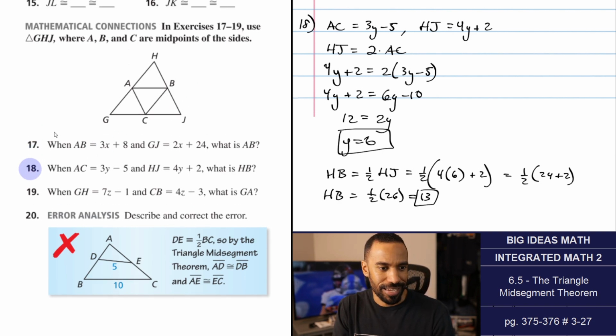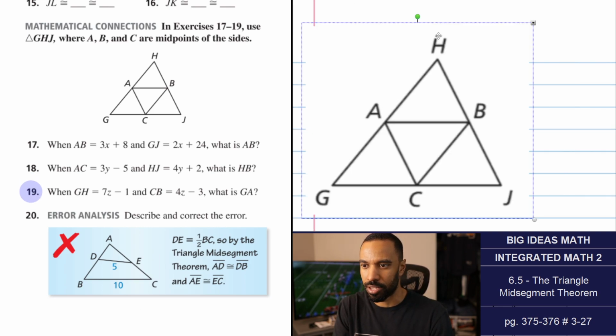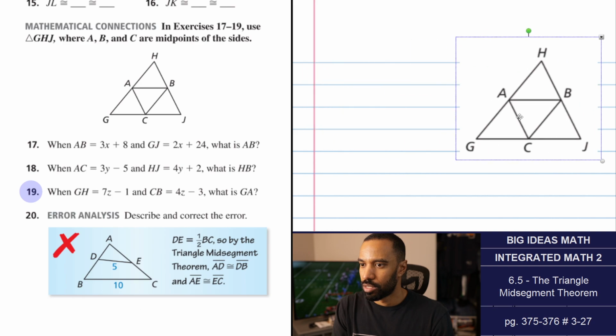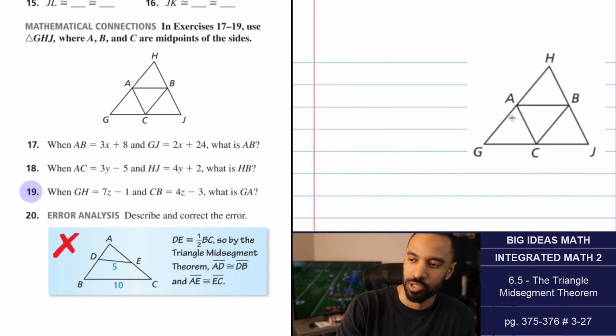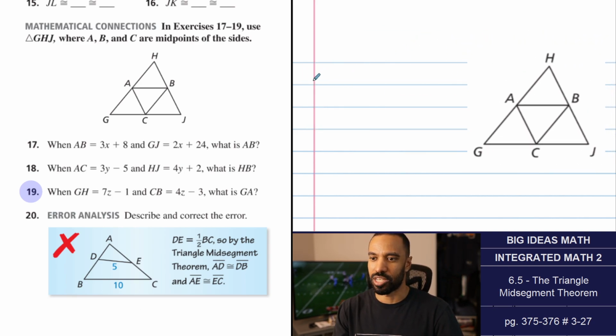Number 19 comes next, and I probably just got to paste in this thing again because I'm going to go to another page. No congruence marks anymore. Hope that's okay. Let's see if we can just work off that. Number 19.